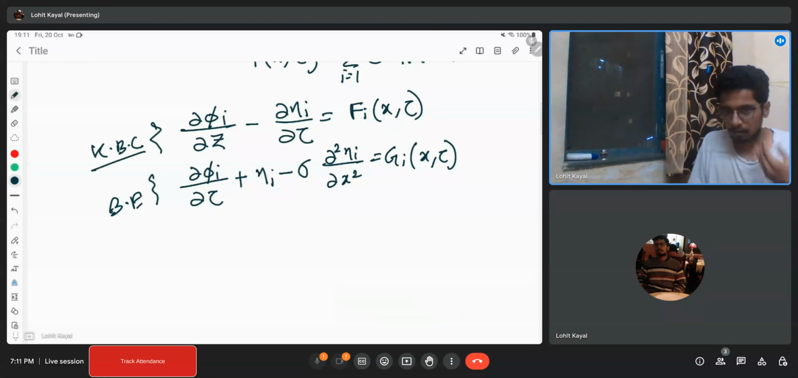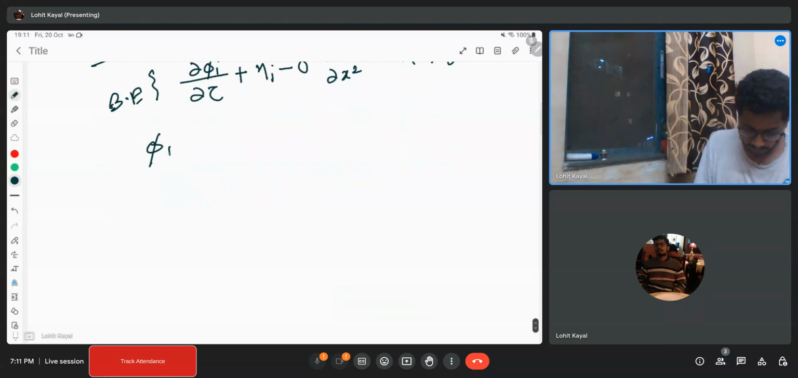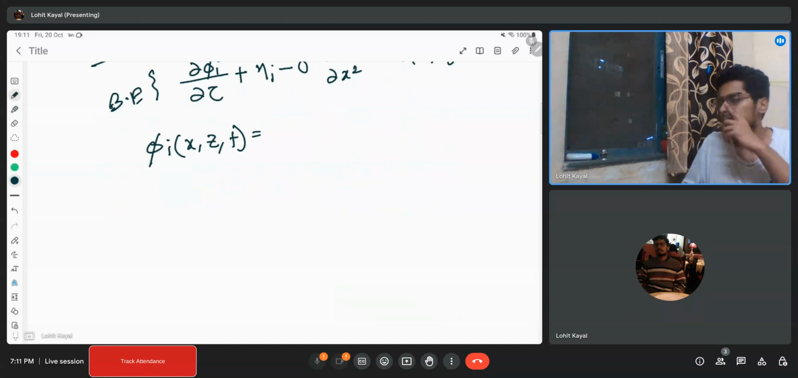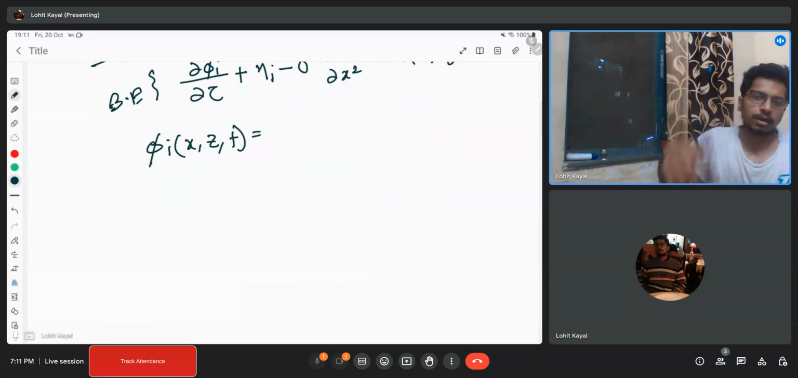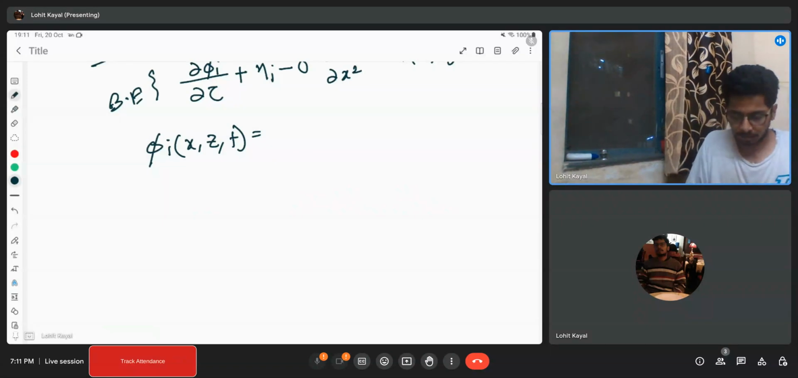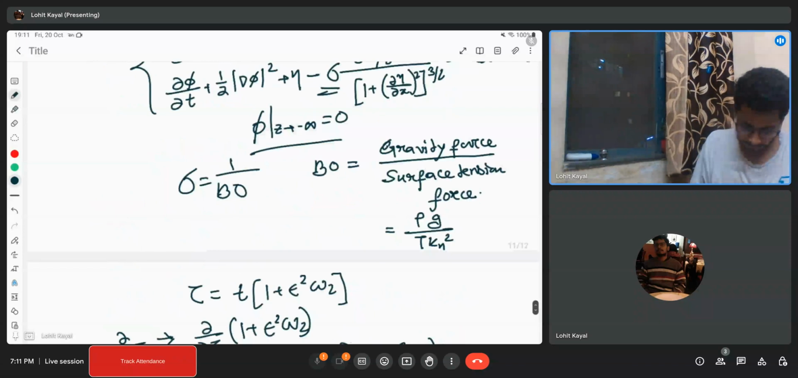Okay. Now I can expand phi_i and eta_i. So I need to find a solution for phi_i and eta_i, so that the governing equations can be satisfied, the boundary conditions can be satisfied. Okay, so there is another boundary condition.